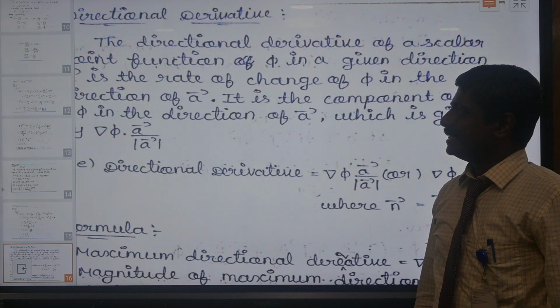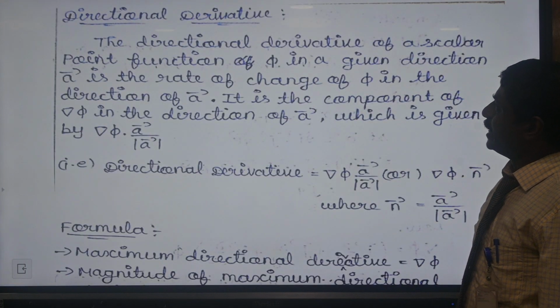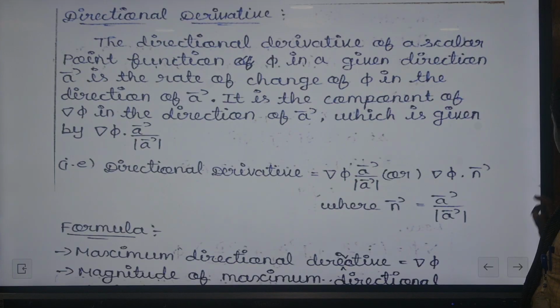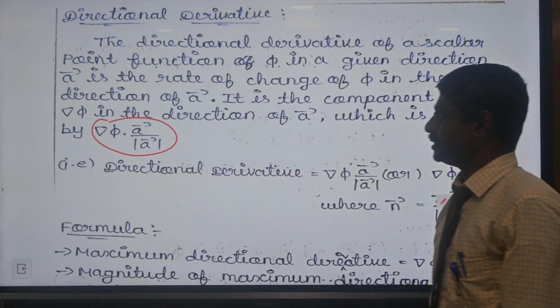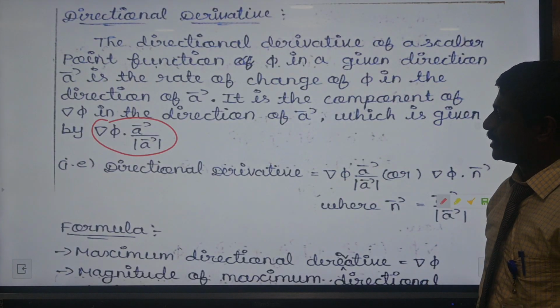And now the directional derivative. The directional derivative is a very important problem, a five mark question. This is the main result: del pi into A vector by modulus A.